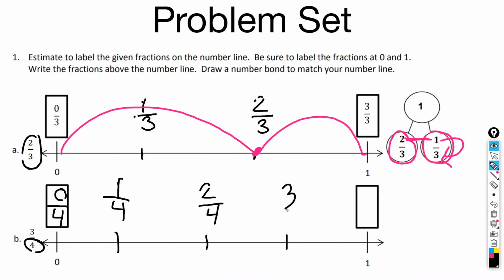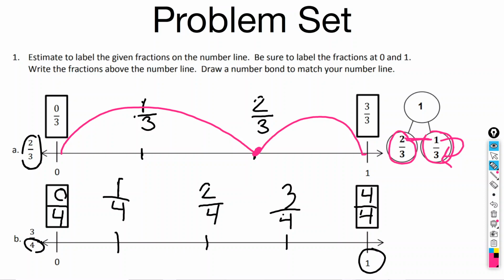3 pieces out of 4 pieces altogether, which is 3/4. And finally, all 4 pieces out of our 4 pieces altogether, which is 4/4 or 1 whole. So now we've labeled our fraction. We need to figure out where 3/4 is.